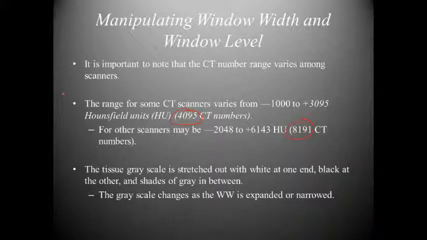What we can determine is the tissue grayscale is stretched out with white at one end, black at the other end, and shades of gray in between. So that's going to be the commonality between each different scanner's type of scale. The grayscale then changes as the window width is expanded or narrowed. So once again, if you have a short window width, it means that you have fewer shades of gray. And if you have a long window width, then that means that you have more shades of gray corresponding to this.